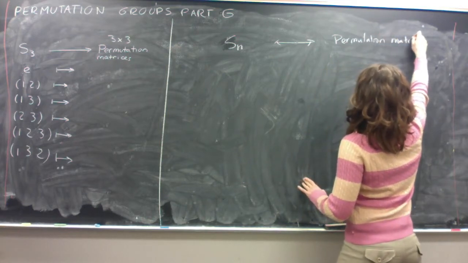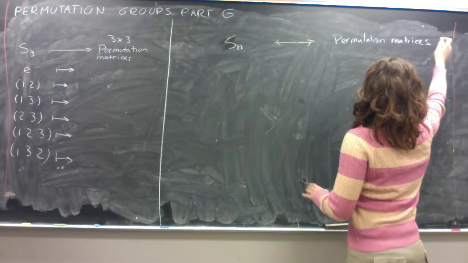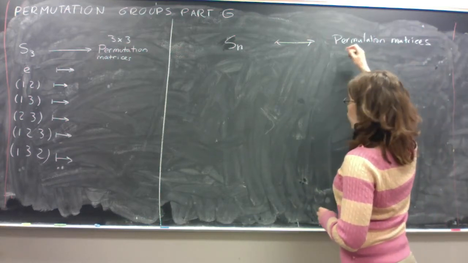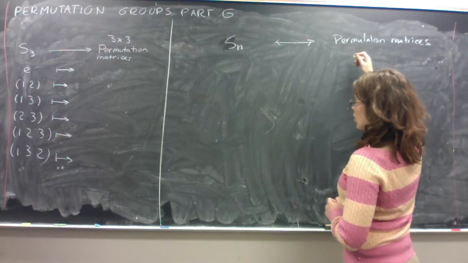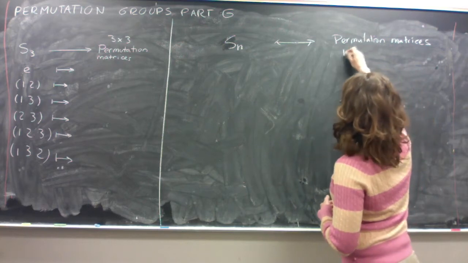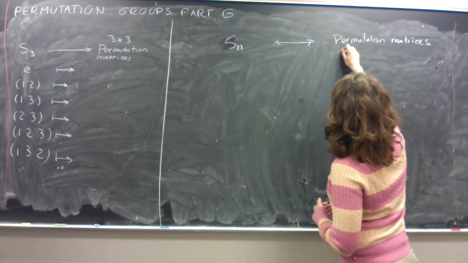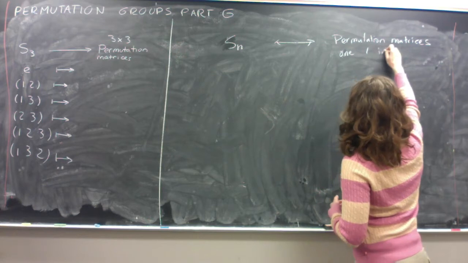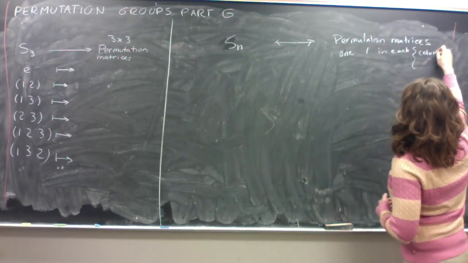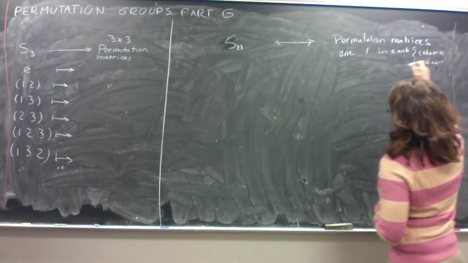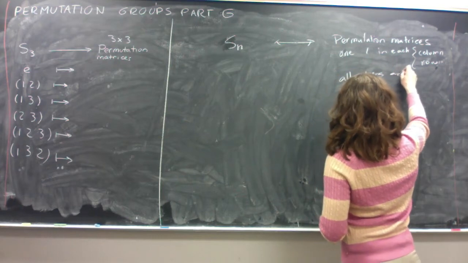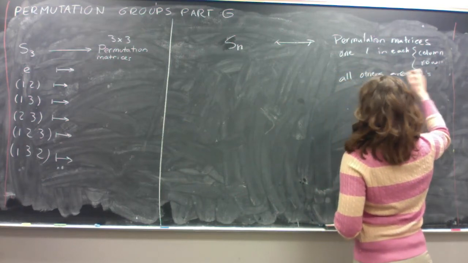Now, what is a permutation matrix? A permutation matrix is a matrix with 1, exactly one 1, in each column and exactly one 1 in each row, and all the other entries are zeros.